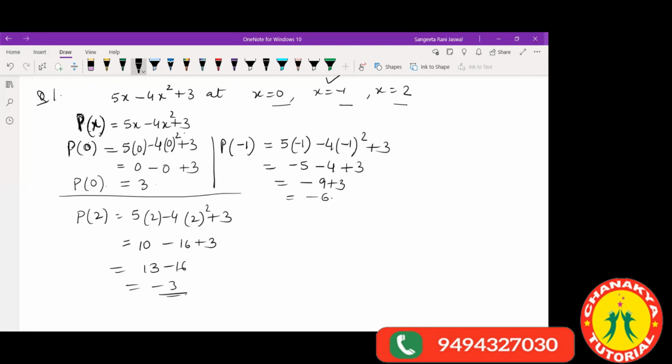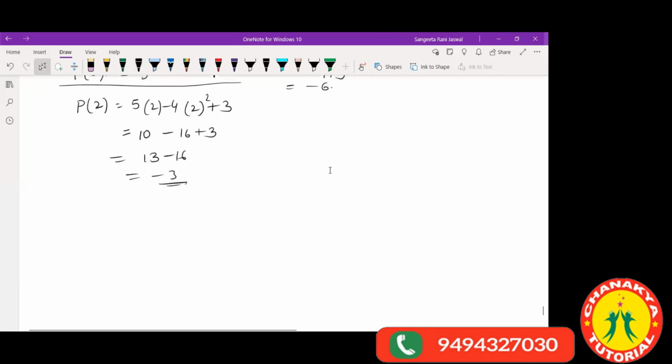Nice, beta. So this is when we are given some numbers. We just have to find the value of the polynomial at that point. These questions were like that. Now let's come to another question type, type 2. What is another way of asking these questions?